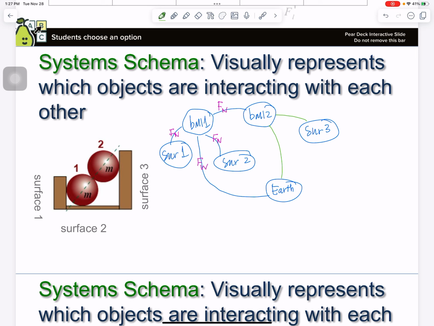We'll label those so we know that this is normal and this is weight. If you want to draw in the support structures, so surface 1 interacting with the earth, because everything interacts with the earth, you can do that, but that is a system schema.